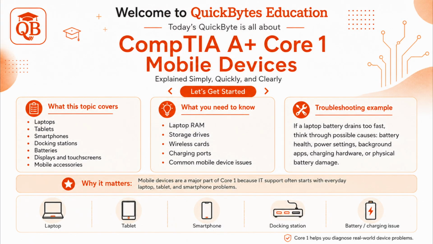The first big topic is mobile devices. This includes laptops, tablets, smartphones, docking stations, batteries, displays, touchscreens, and mobile accessories. You may need to understand things like laptop RAM, storage drives, wireless cards, charging ports, and common mobile device issues. For example, if a user says their laptop battery drains too fast, Core 1 helps you think through possible causes: battery health, power settings, background apps, charging hardware, or even physical battery damage.